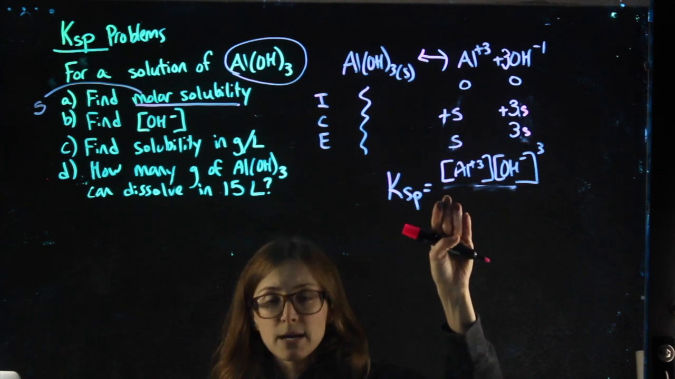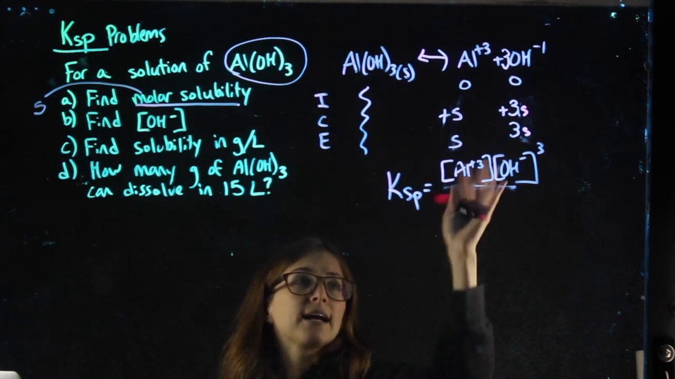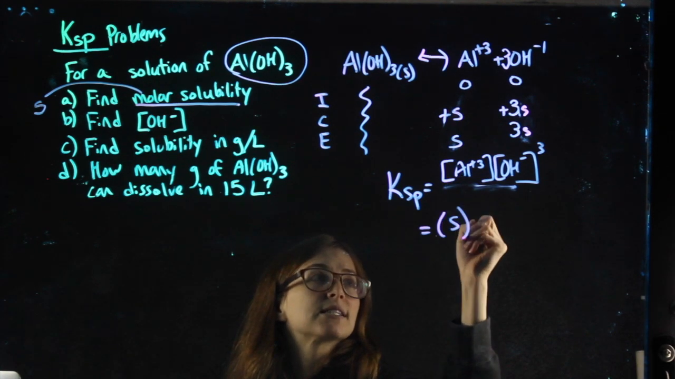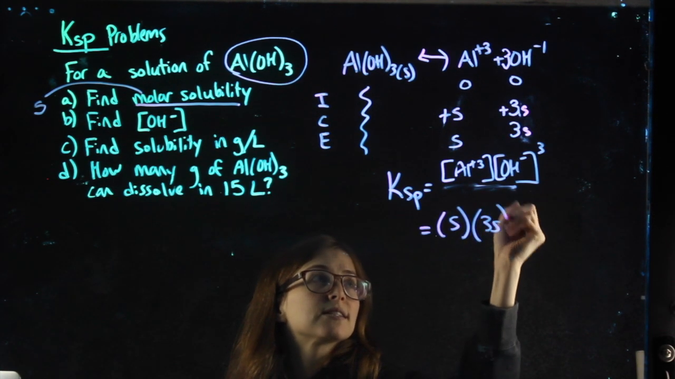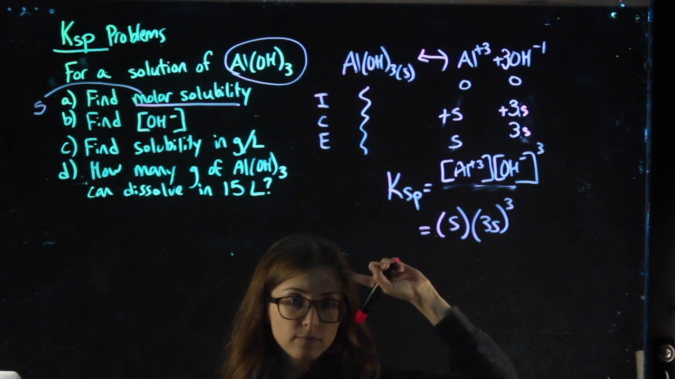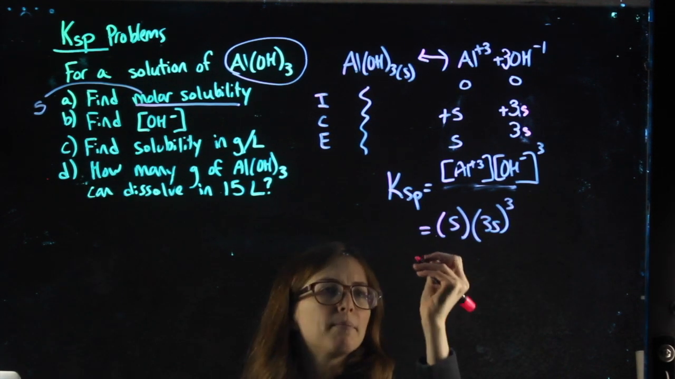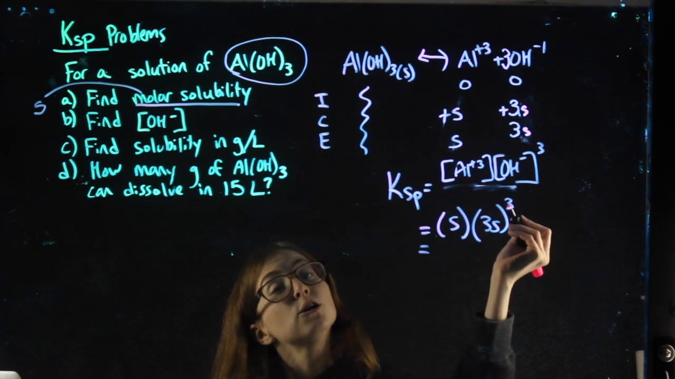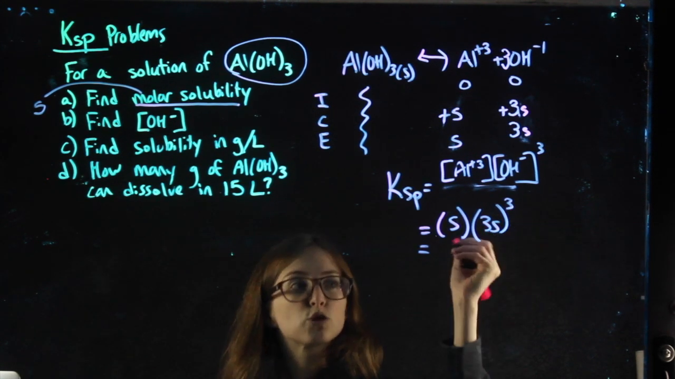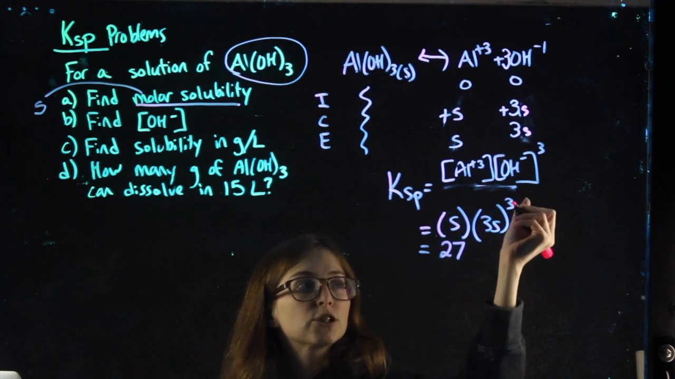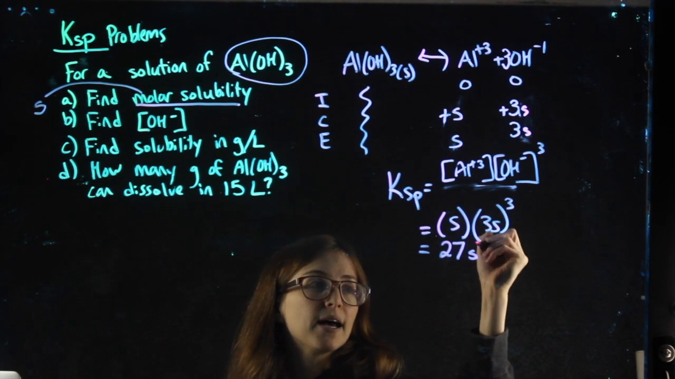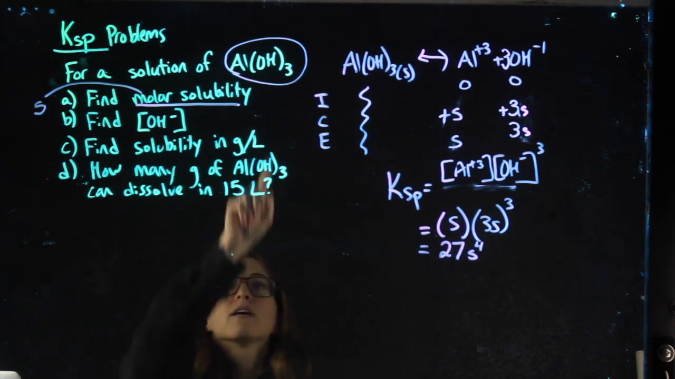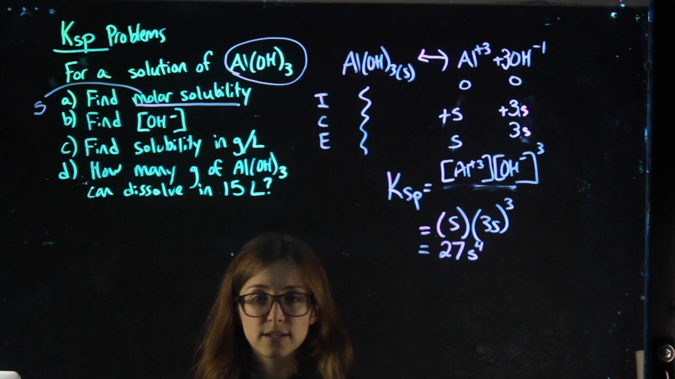So again, I haven't read the question whatsoever, but I'm able to write the reaction, fill out my ICE chart, write my Ksp expression, and I can even plug the equilibrium values in. Aluminum has a value of S, hydroxide is 3S, and it's cubed. And I haven't put anything here, I'll come back to it. I can simplify this. So 3 cubed, 3 times 3 is 9, times 3 is 27. S cubed times another S gets me S to the 4th. All that work just from knowing what salt it is.